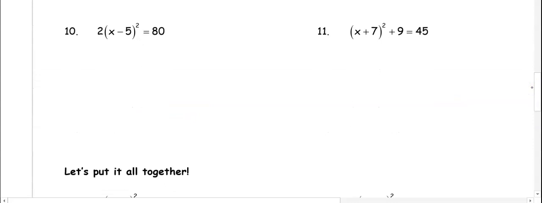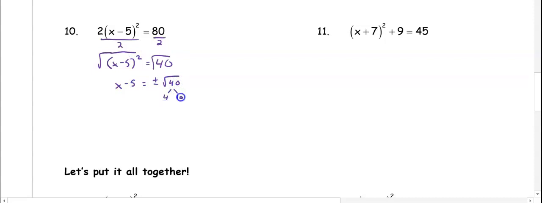In number 9, there's a number in front of the parenthesis. So just like if there was a number in front of the x squared, the first thing we're going to do is divide. So we're going to divide by 2 on both sides. So we get x minus 5 squared is equal to 4. Then we can take the square root of both sides. So x minus 5 is equal to plus or minus the square root of 40.